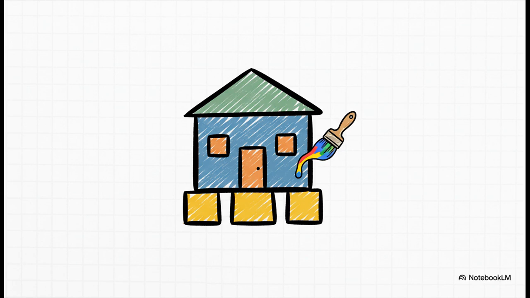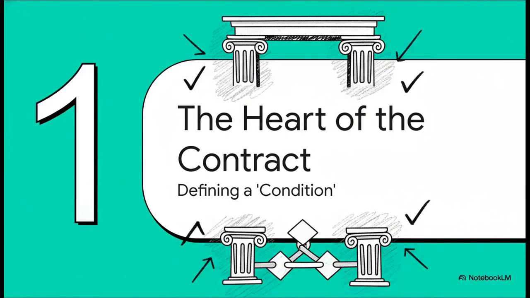Okay, to make this crystal clear, let's use an analogy. I want you to think of a contract like a house. Some of the terms, they're the foundation, the solid concrete that the whole thing rests on. But other terms, they're more like the paint color you choose for the walls. I mean, sure, it's part of the house, but if it's the wrong shade, the building isn't going to fall down, right? So those really important terms, the ones that are literally holding the whole deal together, they actually have a special legal name. We call them conditions. So let's really dig into what that means.